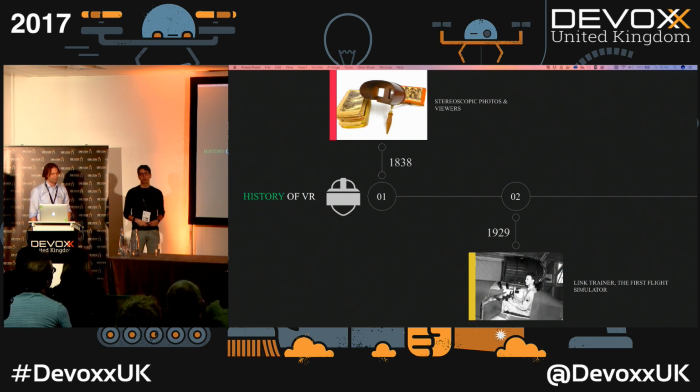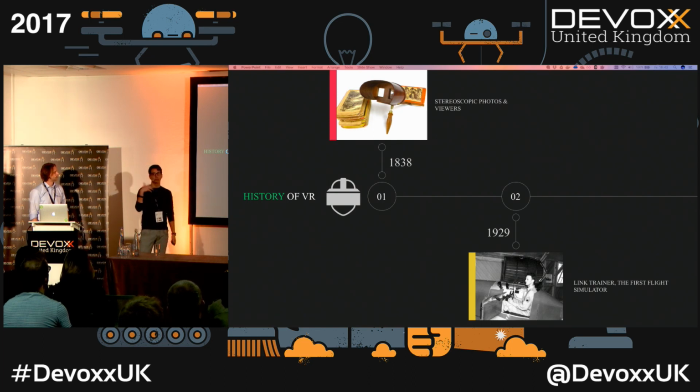1838, the first stereoscopic viewers were made. And you know those things. You have had them earlier, you know. You have these pictures with two sides, and you put them in a viewer, and they look like they are really immersive and in front of your eyes and all that kind of stuff.